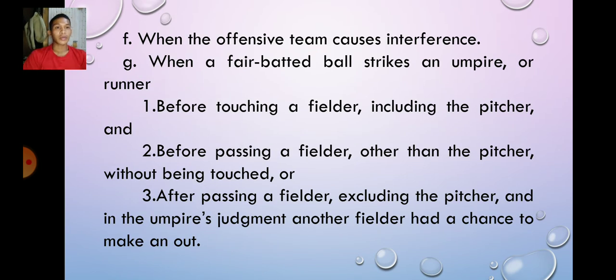F. When the offensive team causes interference. G. When a fair batted ball strikes an umpire or runner: 1. Before touching a fielder, including the pitcher, and 2. Before passing a fielder other than the pitcher, without being touched, or 3. After passing a fielder, including the pitcher, and the umpire judges another fielder had a chance to make an out.